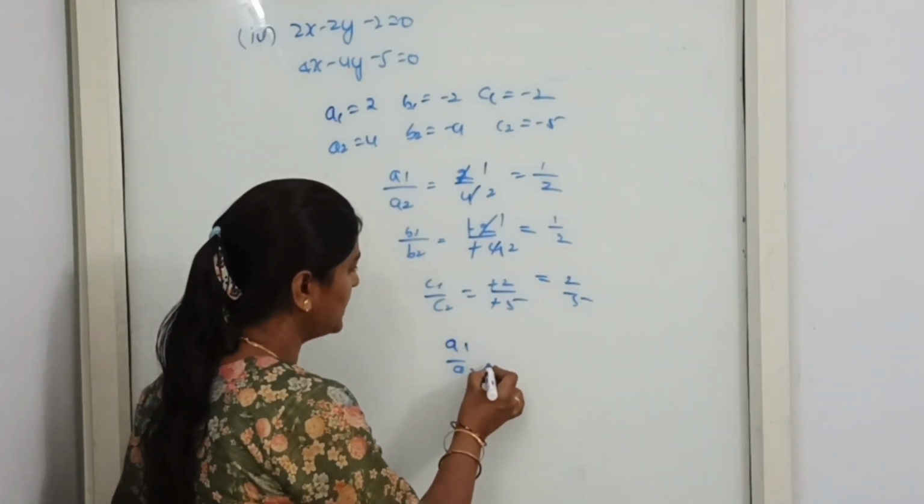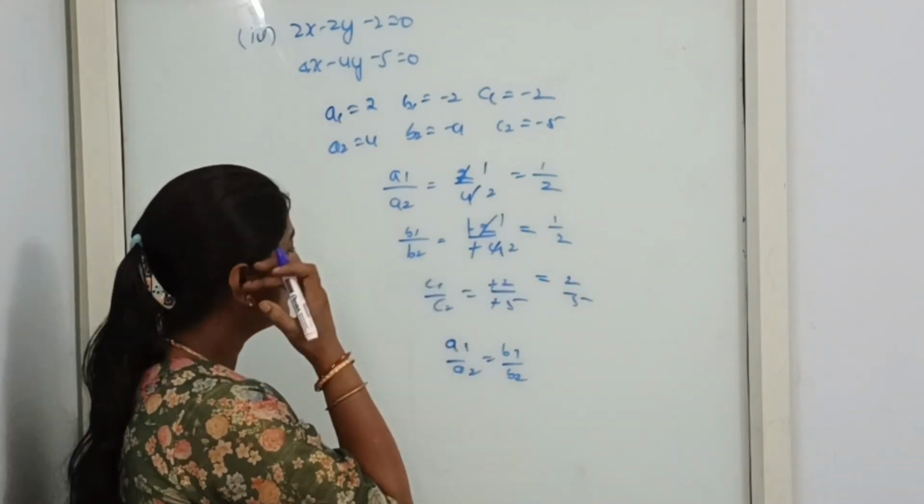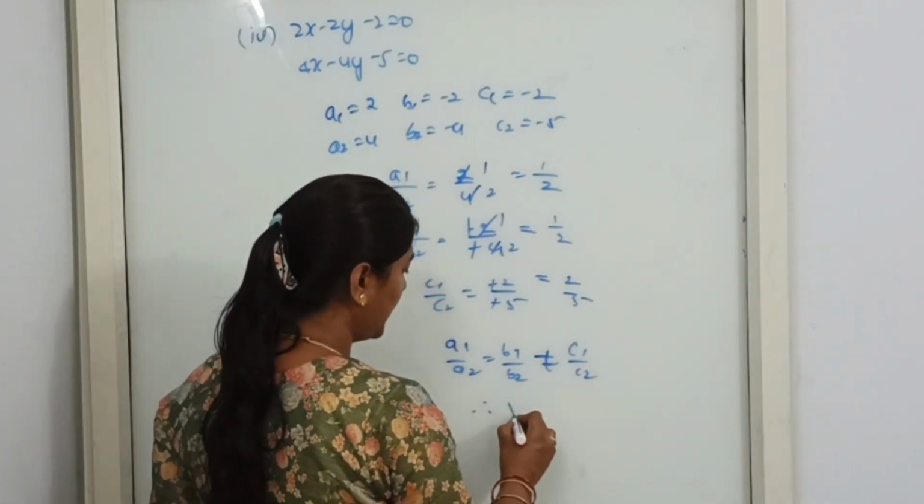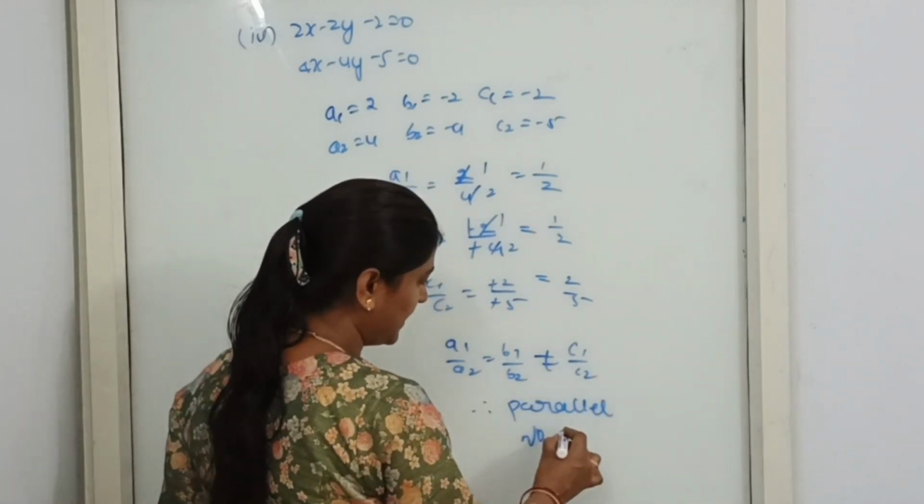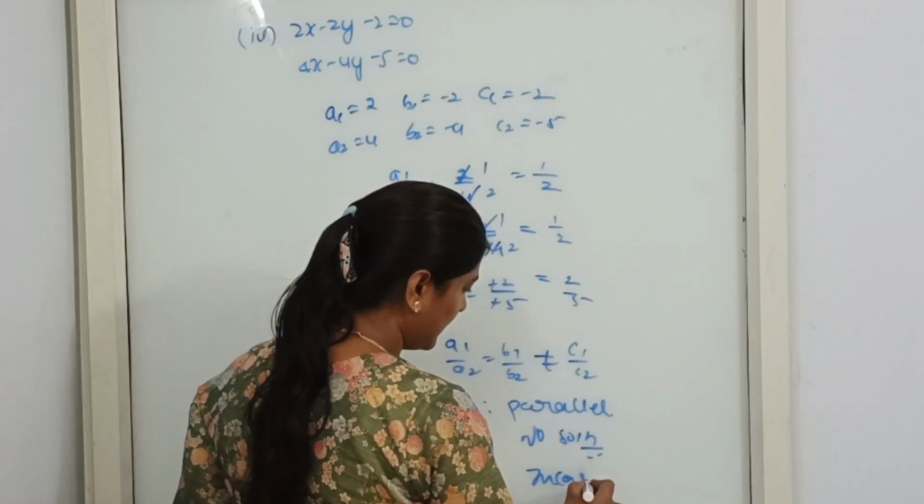a1 by a2 is equal to b1 by b2: 1 by 2 is equal to 1 by 2, but that is not equal to c1 by c2. That means the lines are parallel. Parallel means no solution. No solution means inconsistent.